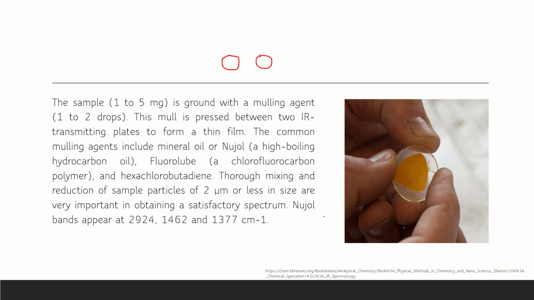Nujol also shows sample bands at 2924, 1462, and 1371 centimeter inverse.